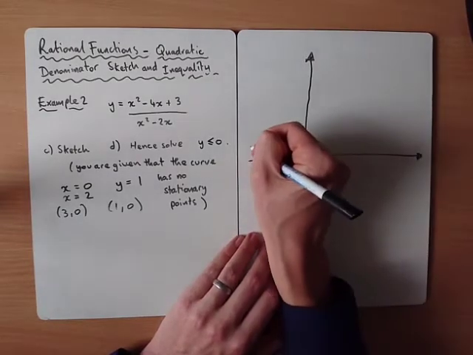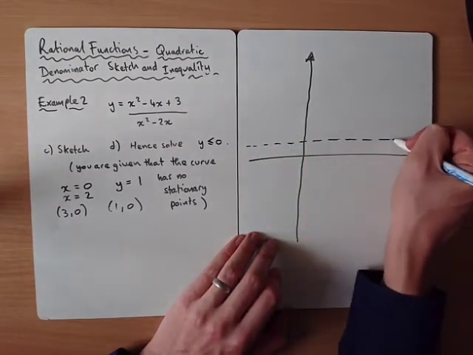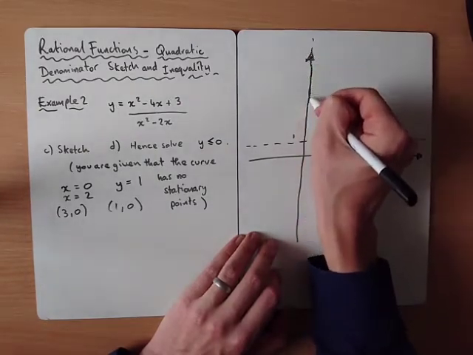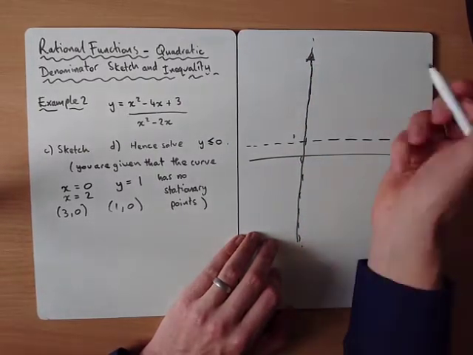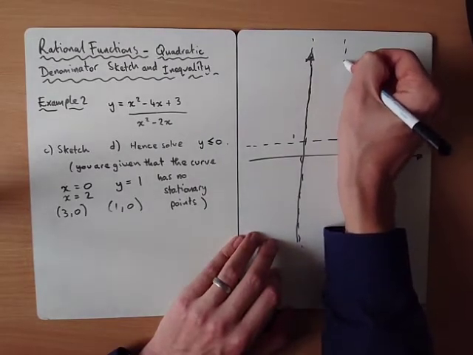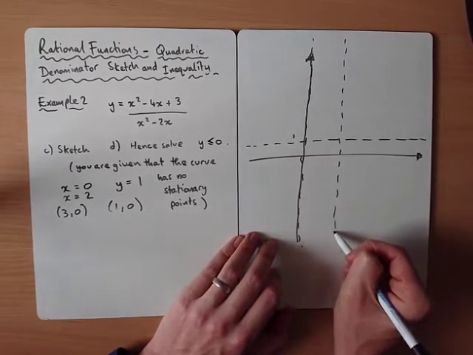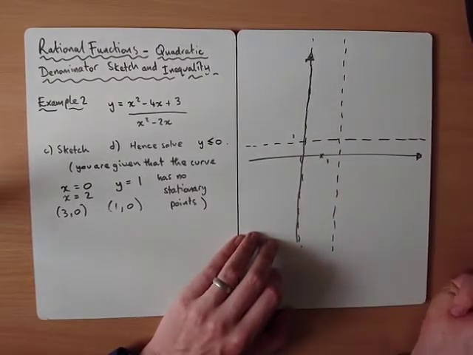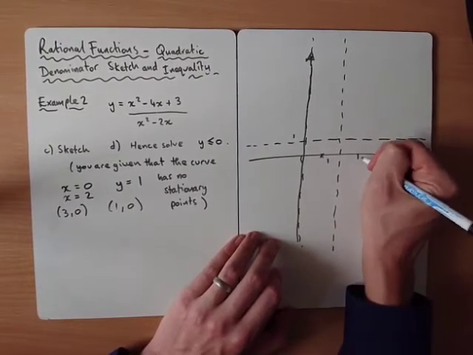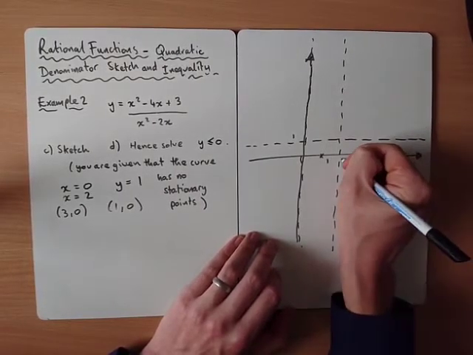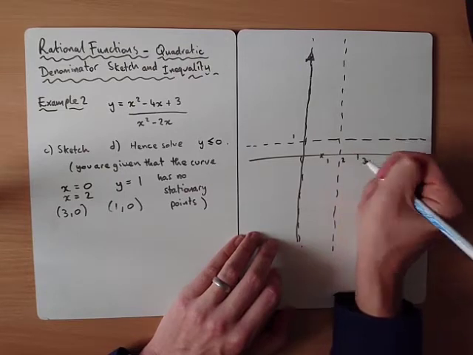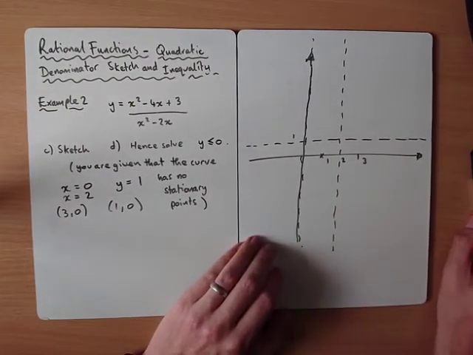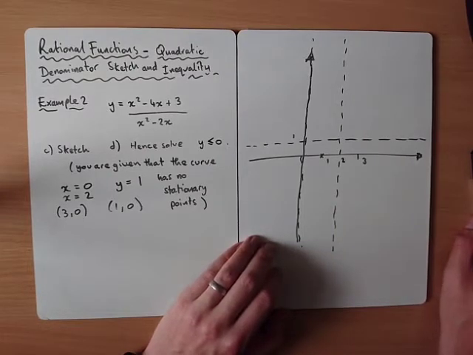Okay, so y equals 1. X equals 0. X equals 2. We've got a root at 1 and the root at 3. Okay, so we've got enough information to fill in our sketch.